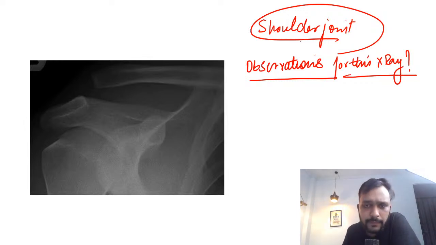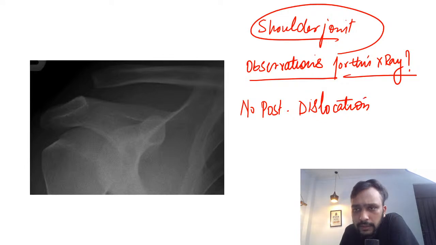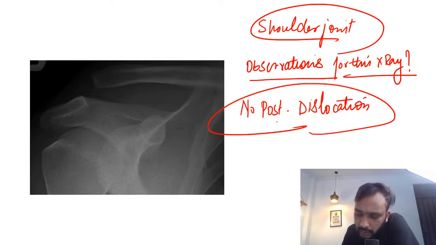No, Deepak Sharma, there is no posterior dislocation in this. No posterior dislocation seen. What else can you think of? What are the normal things that I showed you on the shoulder joint, guys?